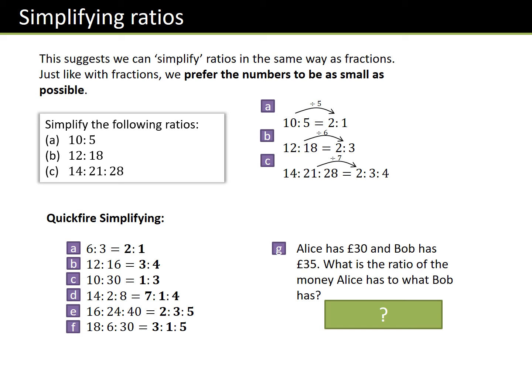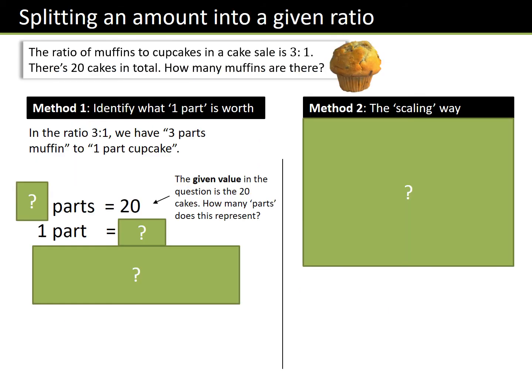So Alice has £30, Bob has £35. What is the ratio of money Alice has to what Bob has? And the ratio of 30 to 35 is 6 to 7. So both of these numbers divide by 5. 5 goes into 30 6 times, 5 goes into 35 7 times.